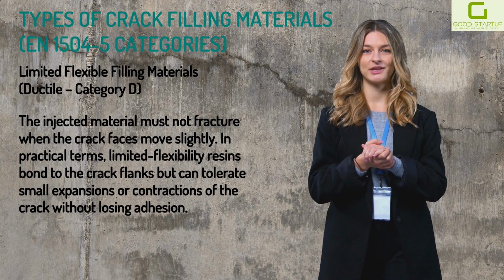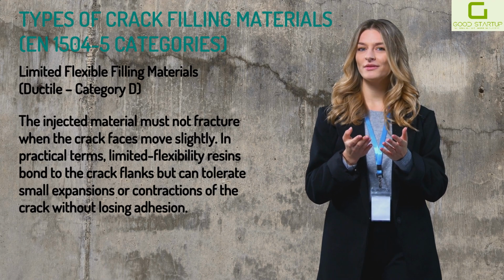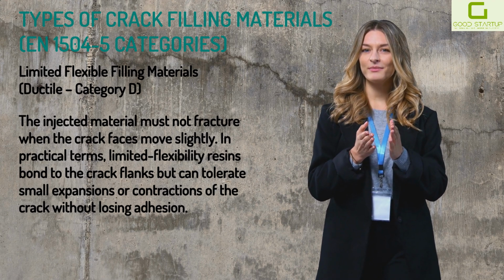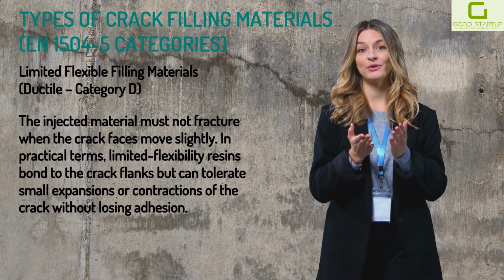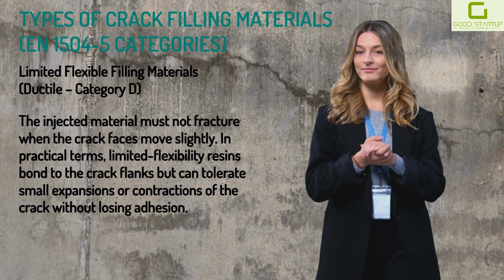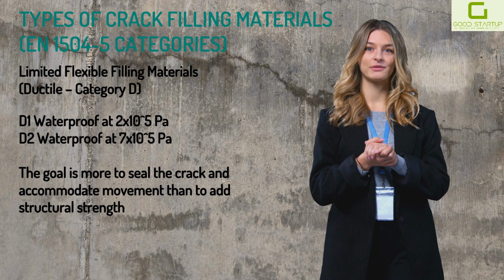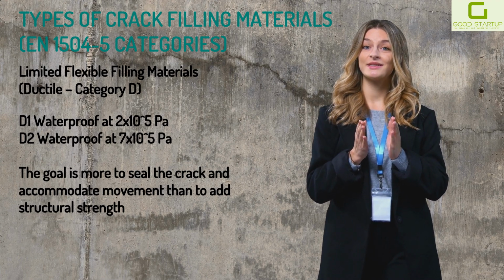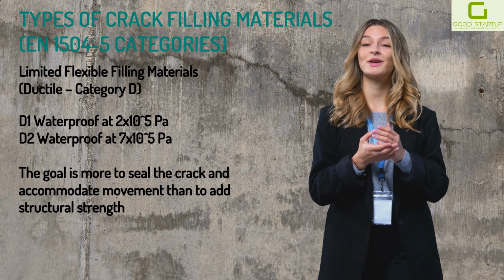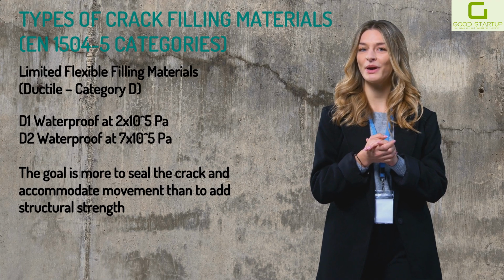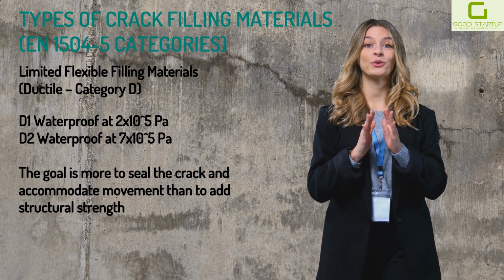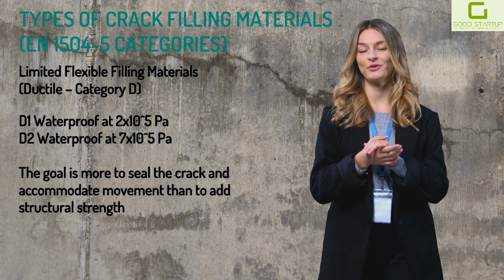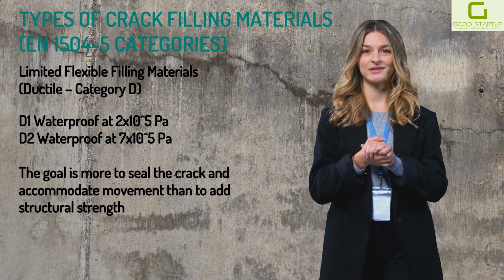For example, certain PU resins react with a bit of water to form fine bubbles, foam structures, that can compress or stretch slightly. This limited flexibility bridges minor crack width changes due to temperature change or live loads, preventing the cracks from reopening. Flexible injection materials are also typically waterproof, providing an elastic seal. EN 1504 Part 5 classifies them by their water tightness. For example, D1 for materials watertight up to 2 × 10 to the power of 5 Pa of water pressure. These materials are used when the goal is more to seal the crack and accommodate movement than to add structural strength, for instance, in non-structural shrinkage cracks or cracks in elements that experience slight movements.